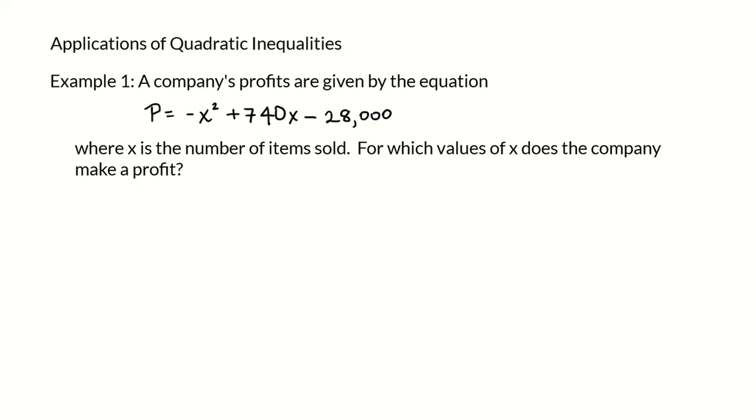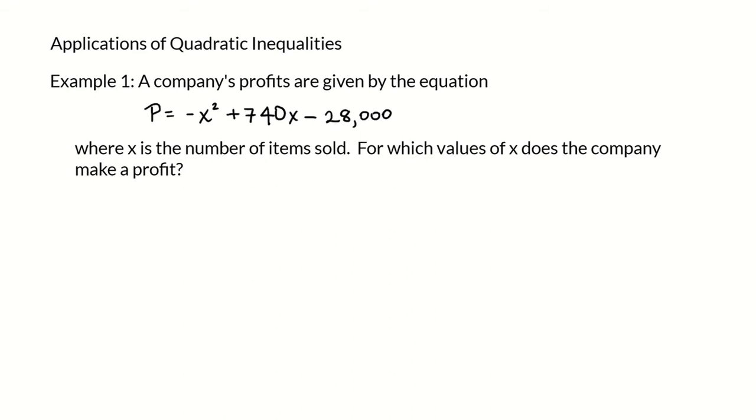Solving applications of quadratic inequalities follows the same process as quadratic inequalities. Example 1: a company's profits are given by the equation P equals negative x squared plus 740x minus 28,000, where x is the number of items sold. For which values of x does the company make a profit?